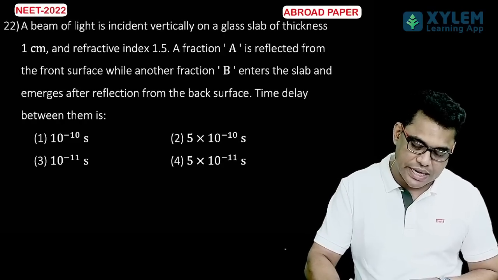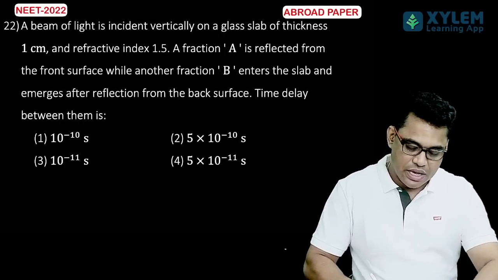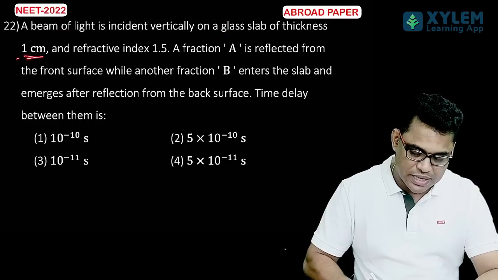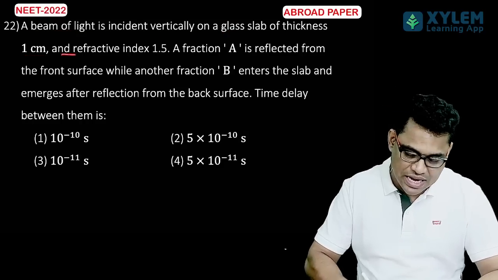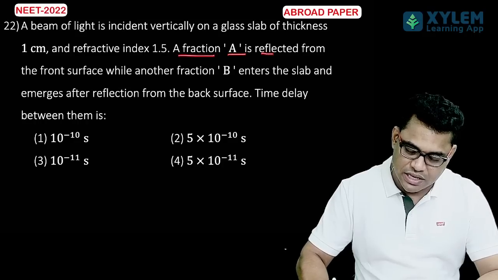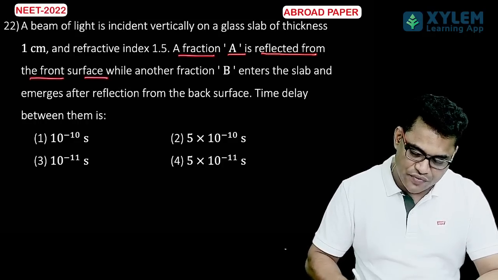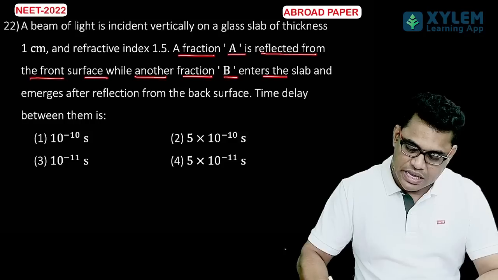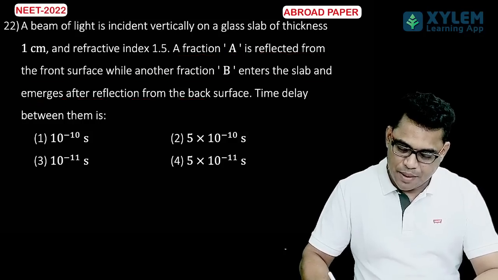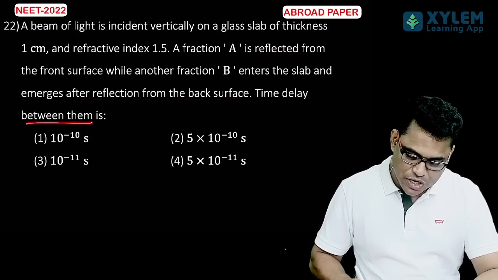Next question is the 22nd question. See here, a beam of light is incident vertically on a glass slab of thickness 1 centimeter and refractive index 1.5. A fraction A is reflected from the front surface while another fraction B enters the slab and emerges after reflecting from the back surface. The time delay between them is.